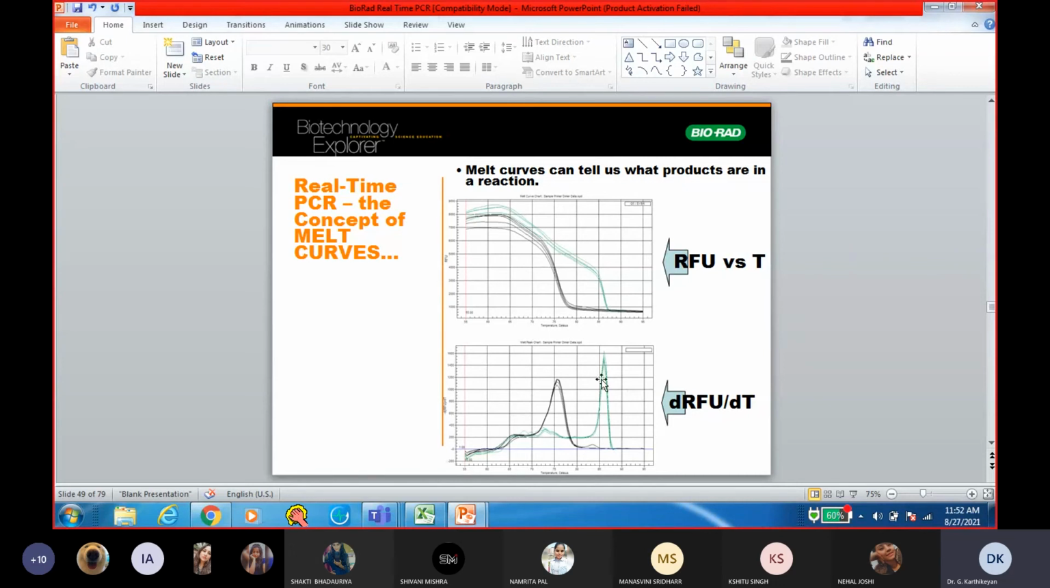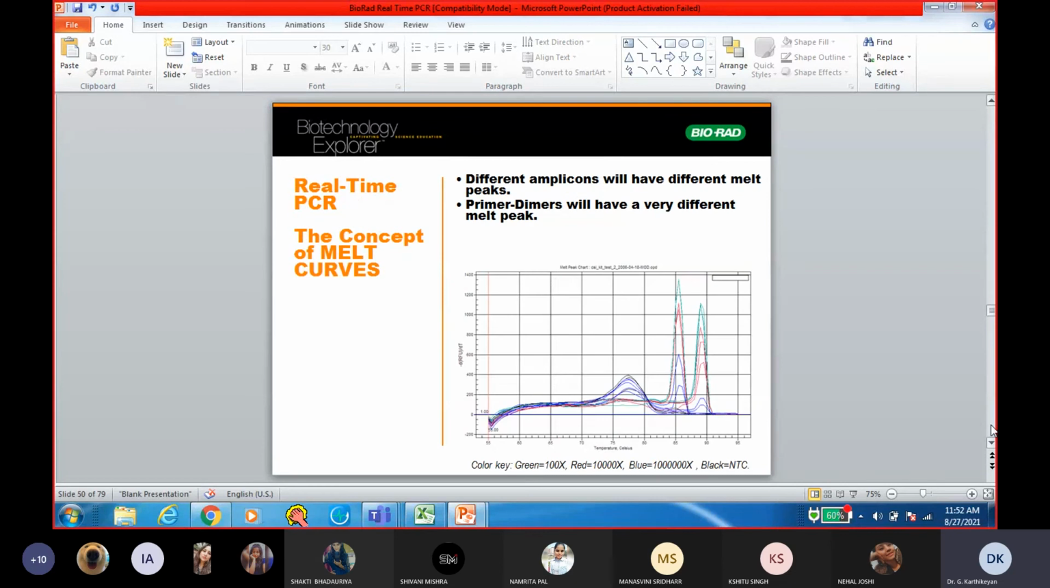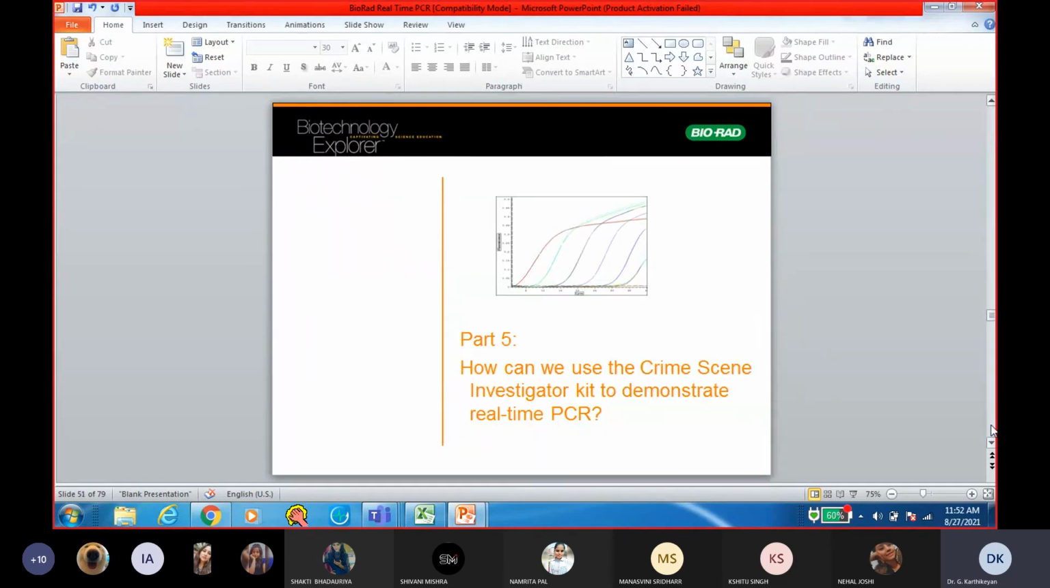I don't think we are going to spend considerable time on this, because this is beyond the scope of this class. Instead, we will focus on using real-time PCR for diagnostics. Maybe not in this class, we will do this in the next class. How can we use this in the actual crime scene, and what is the basis for using it in the crime scene? We will have a quick look at it in the next class.